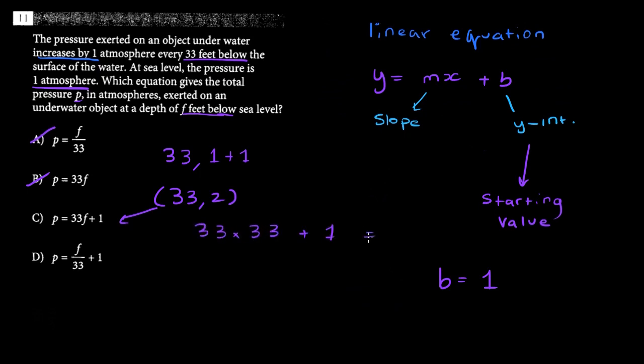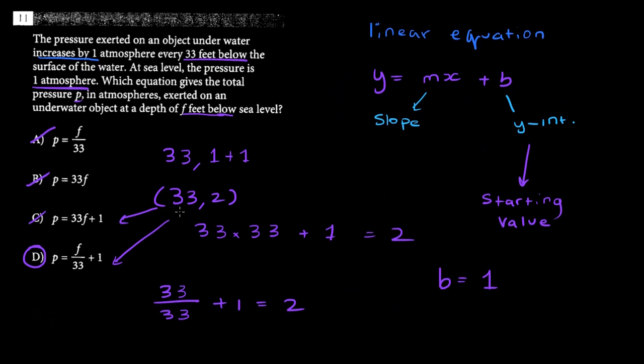That is nowhere near 2. Okay, so we know C is wrong. Okay, and so it's going to be D. And the reason is that if I put 33 over 33 plus 1, that's going to give me 2. And so it works out. The answer choice is D because if I put the 2 points, 33 and 2, the equation checks out.